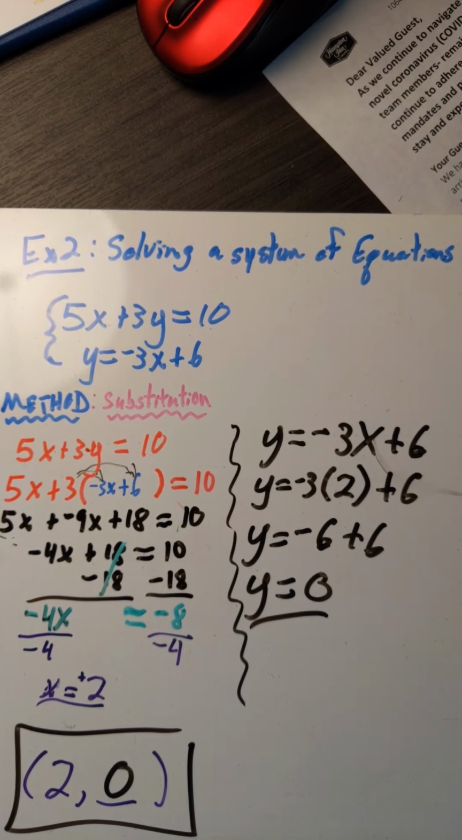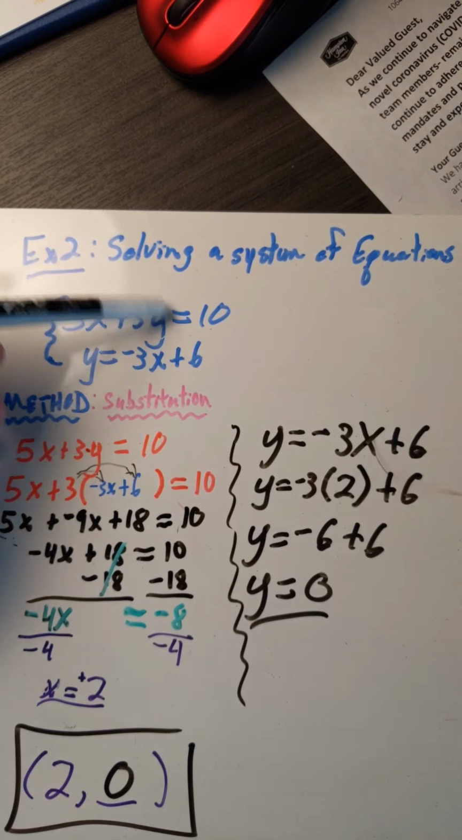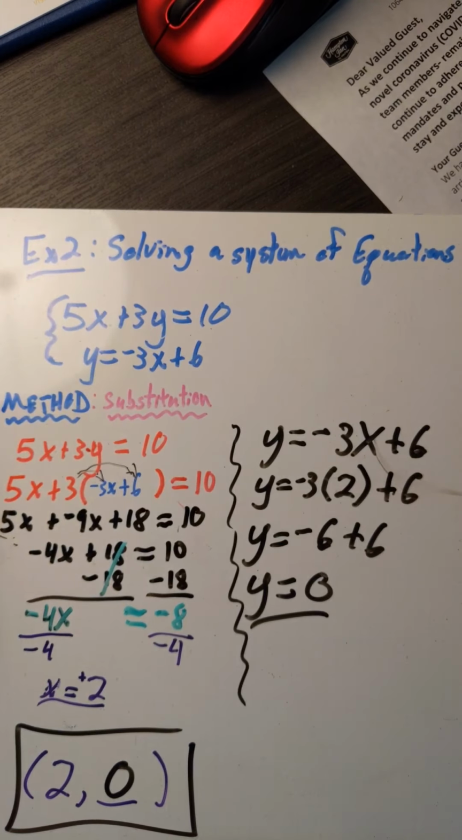All right, so big takeaways for substitution. You need to solve for one of your variables in order to use substitution, right? You got to get a variable by itself, and then you can use that to substitute it in for that value in the other equation.